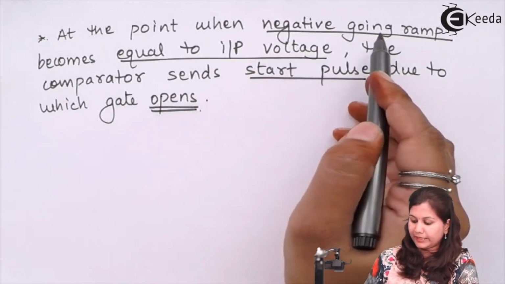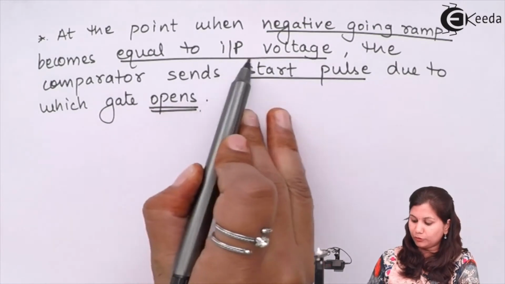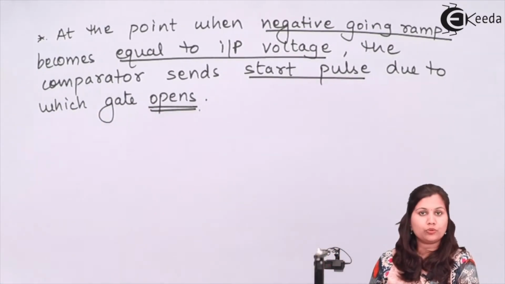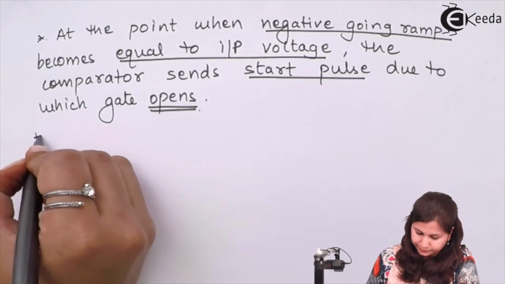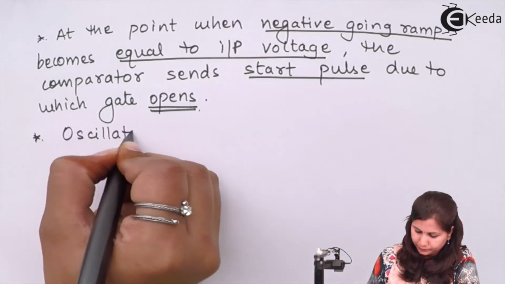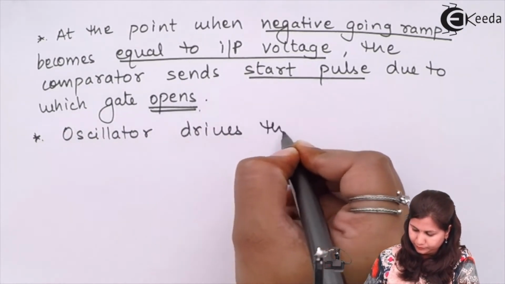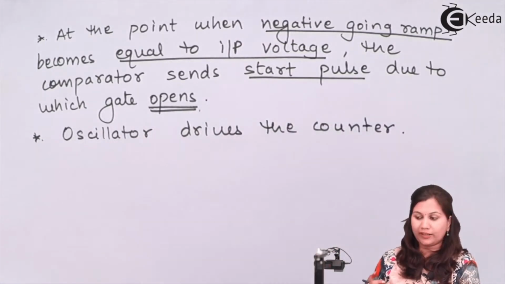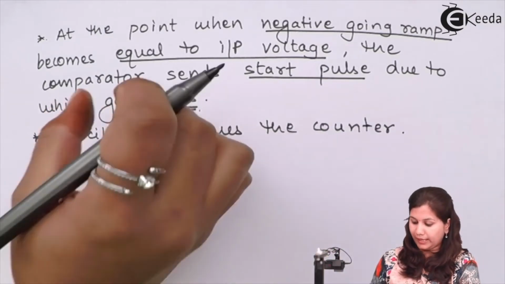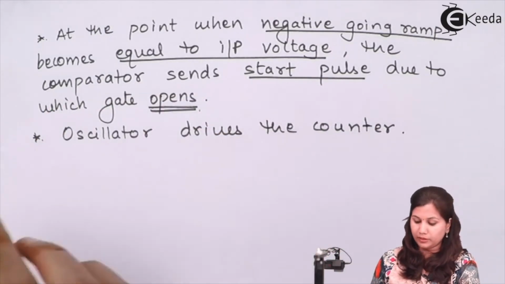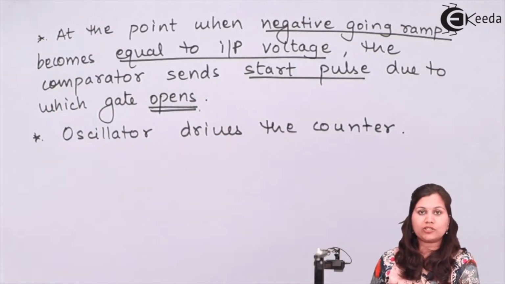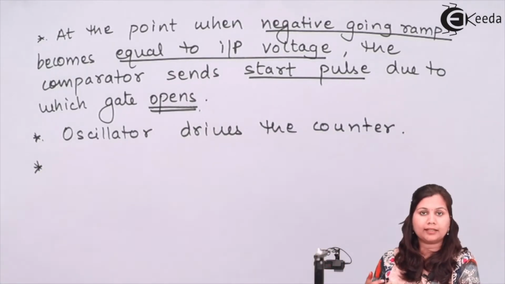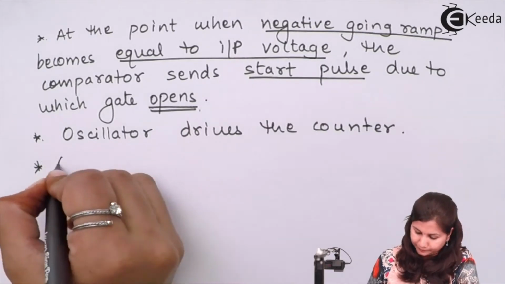So this is how the negative going ramp, when it is equal to the input voltage, generates the start pulse, which opens the gate. Now the oscillator is driving the counter. As soon as the gate is open, the clock pulses generated by the oscillator are received by the counter, and the counter starts its counting.